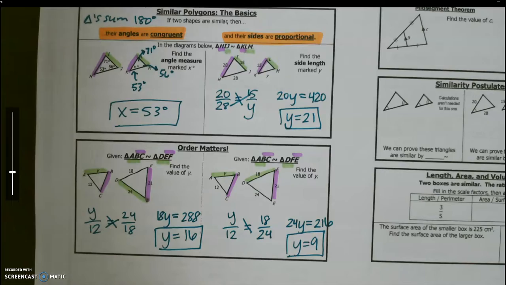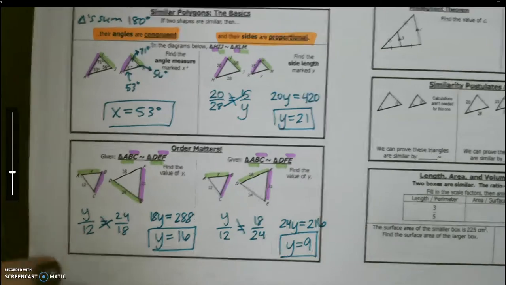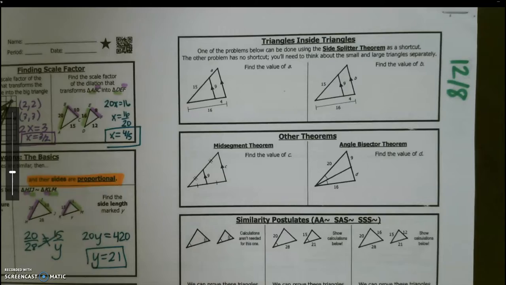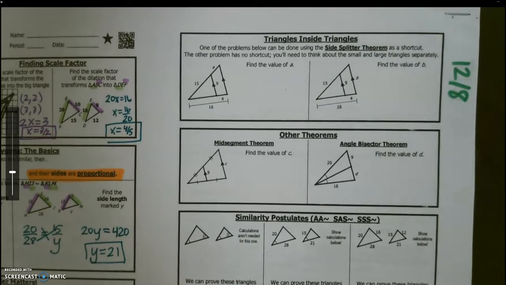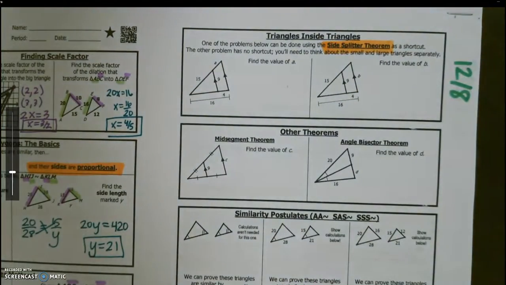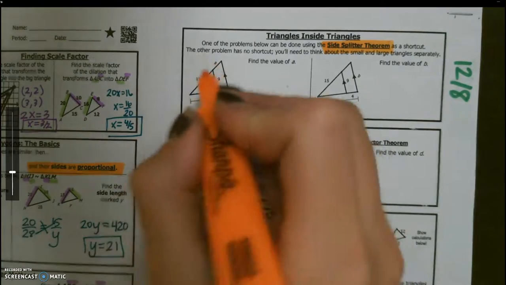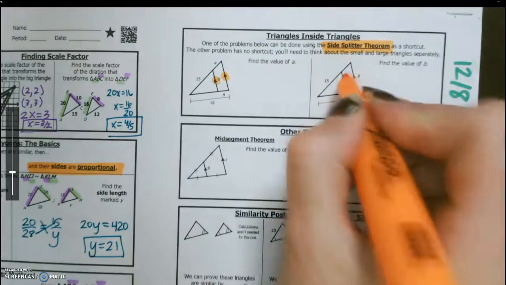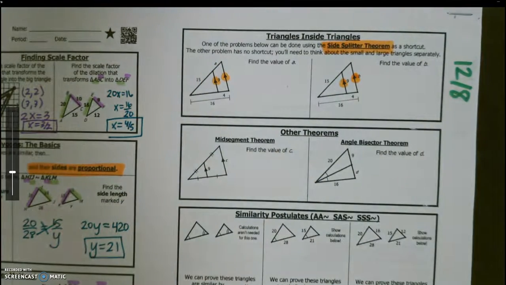All right, let's jump to the next slide. So we had the side splitter theorem that we worked with. The biggest thing about side splitter theorem is that you have to have parallel lines in order to utilize the side splitter theorem. If the lines are not parallel, this theorem does not apply.